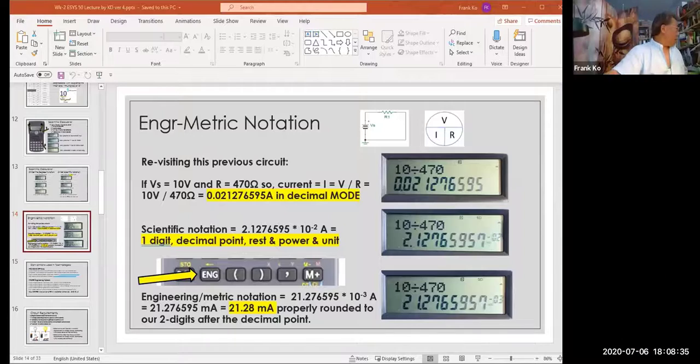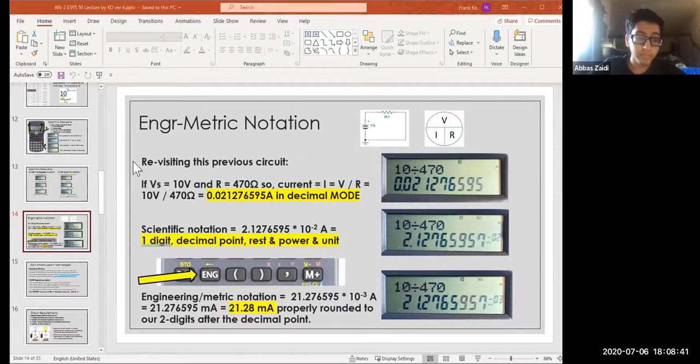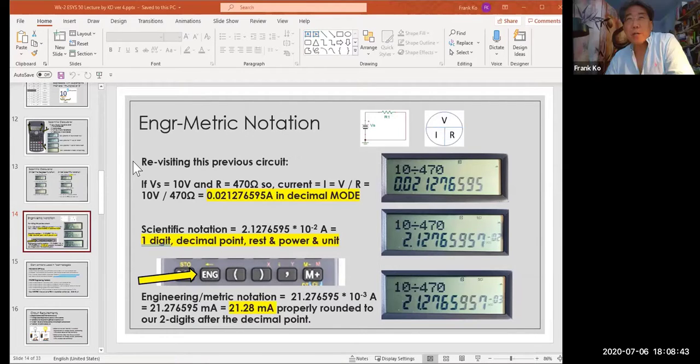Okay, let's start with this. All right, let me go and do a share screen with you. Okay, you can see my share screen now, yes? Yes. It's the PowerPoint. And this is week two. This is the most recent version, version 4, it's in Canvas. And this is slide number 14. This is engineering metric notation.